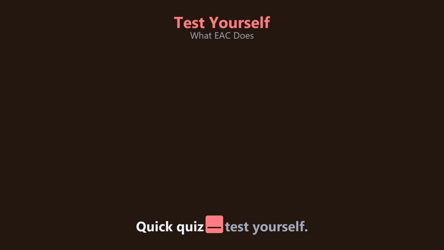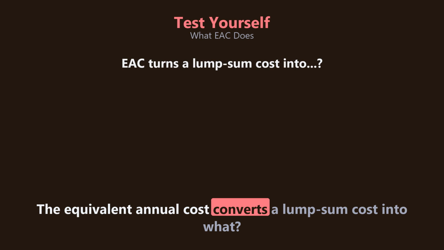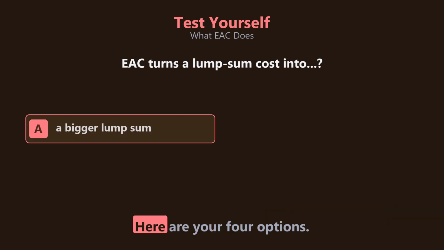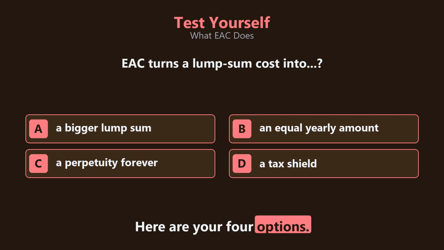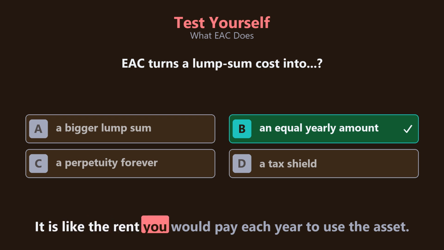Quick quiz, test yourself. The equivalent annual cost converts a lump sum cost into what? Here are your 4 options. Pause the video and solve it now. The correct answer is B, an equal yearly amount. It is like the rent you would pay each year to use the asset.